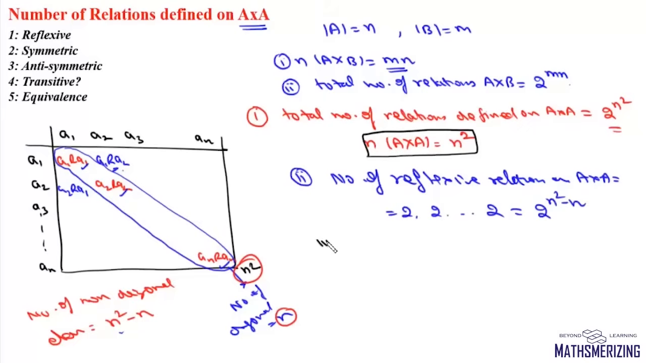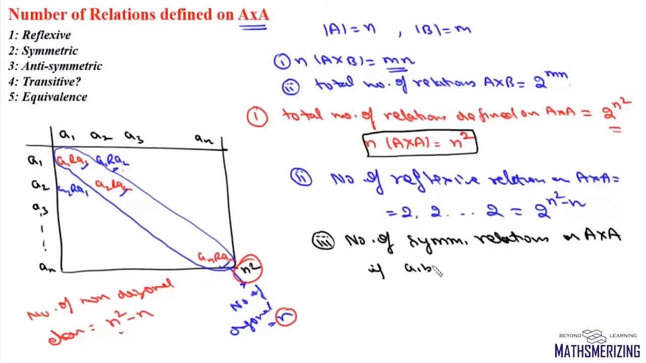Now third, we'll find the number of symmetric relations. Now a relation is symmetric if A comma B is in the relation, then it implies that B comma A must also be included in the relation. Now for diagonal elements, we do not have any problem. If we include A comma A, then it's a symmetric relation. A comma A, it is already there. So for each of these n elements, we have two choices each. So it'll be 2 to the power n.